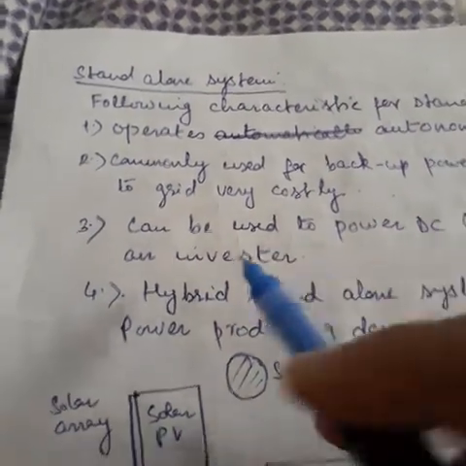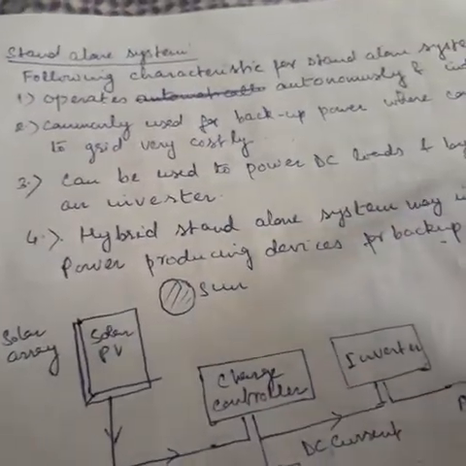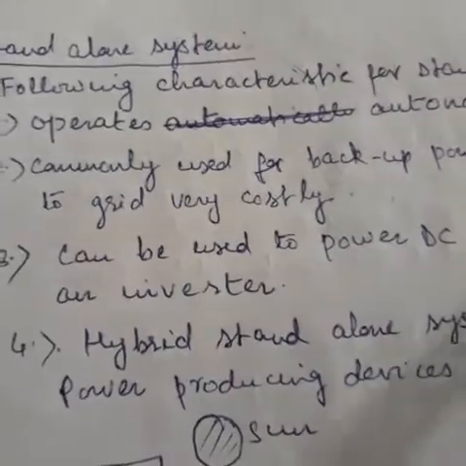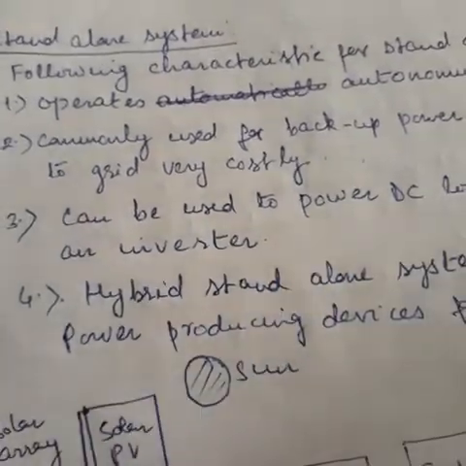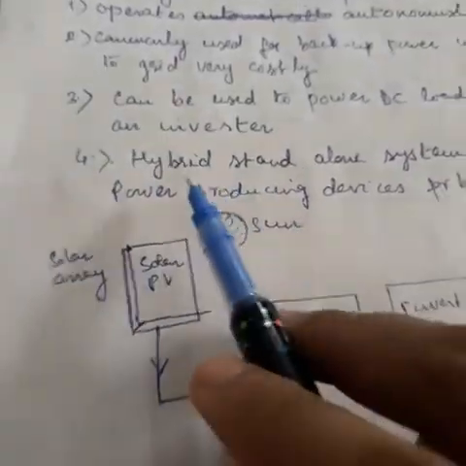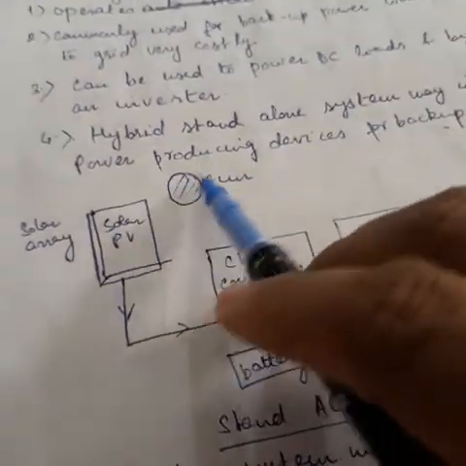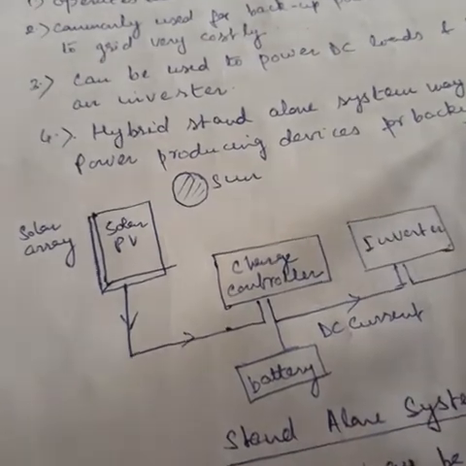Third one, it can be used to power DC load by the use of an AC inverter. We know that the DC load is converted by the use of an AC inverter. Fourth, a hybrid stand-alone system may include other power producing devices for backup.